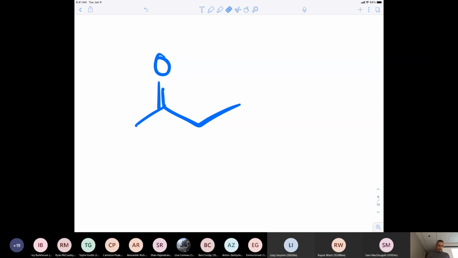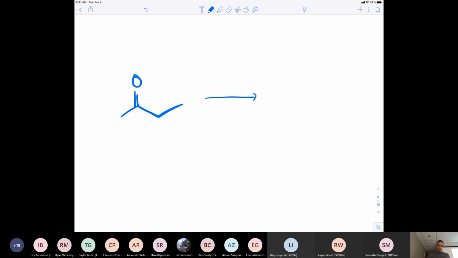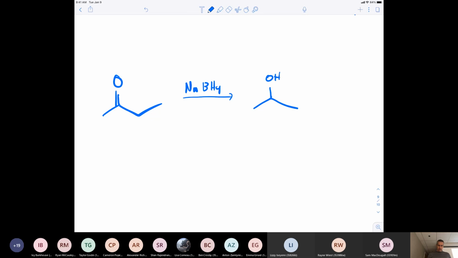All right. But what you can do is there's a reaction. I think this might be an organic 2 reaction. It's called sodium borohydride. This will do a reaction that'll convert the ketone to an alcohol. Now, do we have any chiral centers? Yeah, we do, right? Right here.